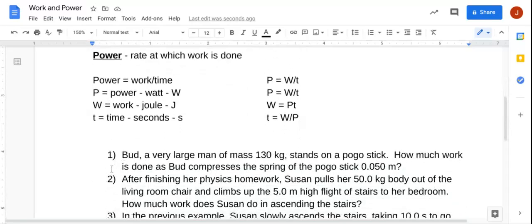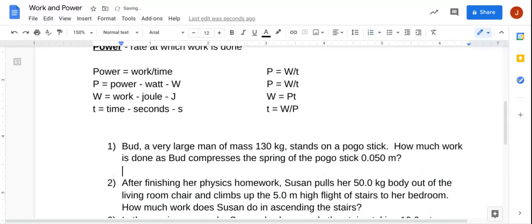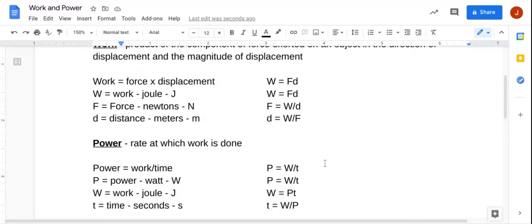Okay, I have 3 examples we're going to walk through. Number 1: Bud, a very large man of mass 130 kilograms, stands on a pogo stick. How much work is done as Bud compresses the spring of the pogo stick 0.050 meters? Well, the one thing you have to do here is I'm missing a force.